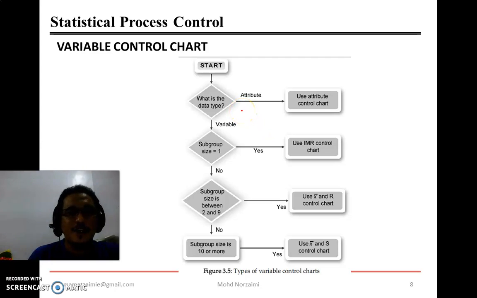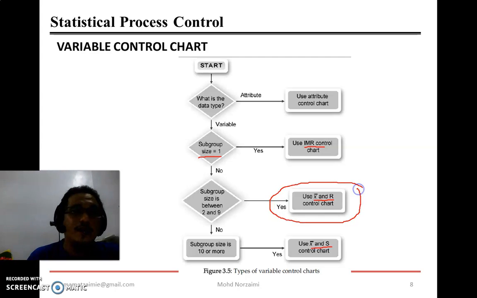Now for this video, I will explain the variable control chart. Subgroup or sample size of 1 is IMR, individual moving range. If 2 to 9, X-bar R, or if subgroup or sample size is more than or equal to 10, we must use X-bar S. Most people in manufacturing use this type of control chart, because their sample size may be 3, maybe 4, maybe 9, not more than 10.